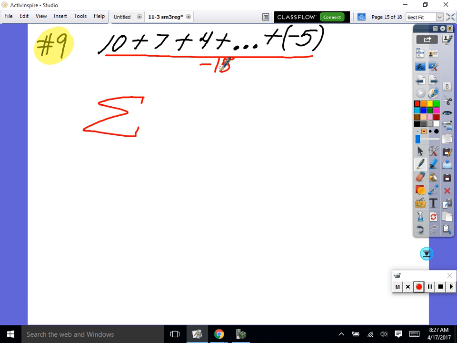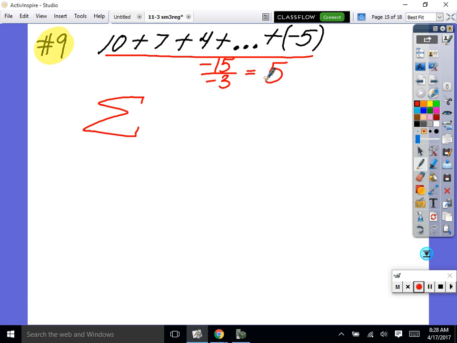Negative 5 minus 10 is negative 15. Well, that's working in ones, so aren't we subtracting 3 each time? Our common difference is negative 3. So divided by negative 3, which is 5. We're summing, so we subtracted 3 five times to get to negative 5. So we're summing up 6 terms.